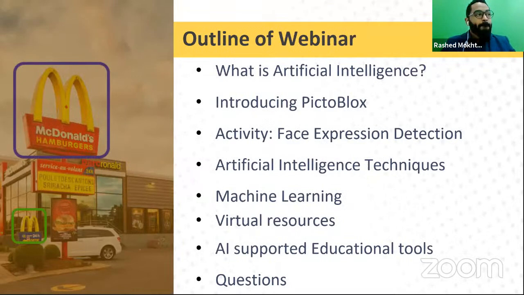Now, the webinar today, we're going to talk a bit about artificial intelligence, what it is, and we will be speaking more about the software Pictoblocks, which I find the best, the most suitable tool in our classes right now to make it simpler for students to get to know AI better. We're going to be doing an activity. If we have time, we're going to do 2 activities. We will discuss artificial intelligence techniques. We are also going to talk about machine learning, and we'll discuss virtual resources, the products and tools we can use that support AI in our classroom.